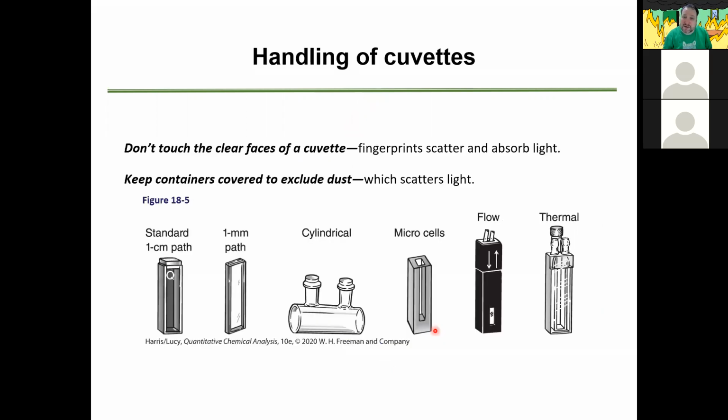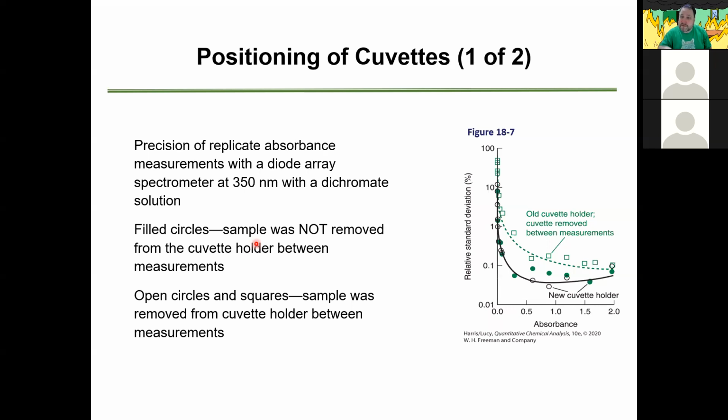Okay? So don't touch the clear faces. Usually there's going to be one frosty side and one clear side. If in doubt, make sure that you handle them from the very top. You want to keep the containers covered to exclude dust, which scatters light. Usually in a college lab, we're not going to be leaving our samples around long enough for them to pick up that much dust to where it's a problem. But good protocol and good lab technique says you want to cover those. We're not going to cover ours most of the time. Right? Okay. Positioning our cuvettes.